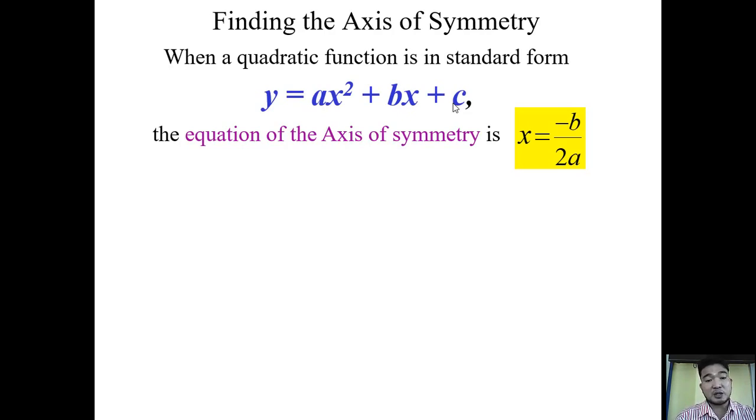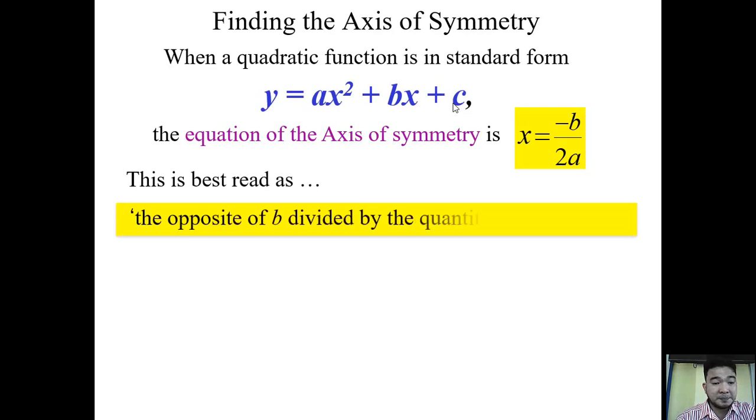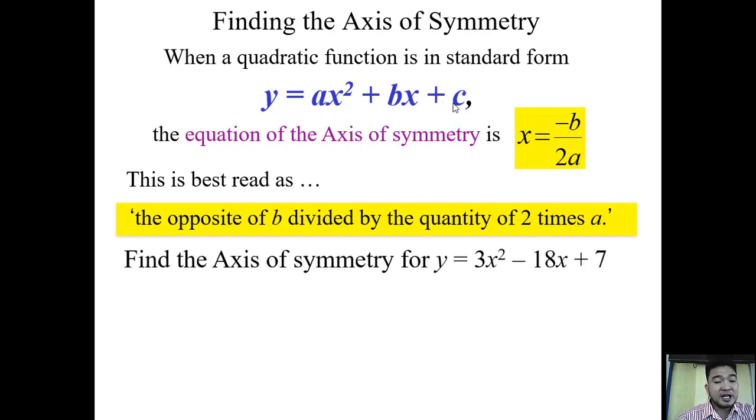So the formula in solving for the axis of symmetry is negative b over 2a for a quadratic function. This is best read as the opposite of b divided by the quantity of 2 times a. Find the axis of symmetry for y equals 3x squared minus 18x plus 7.